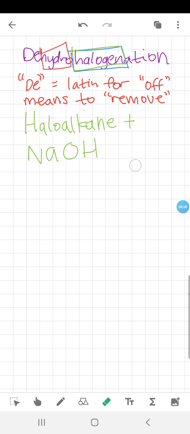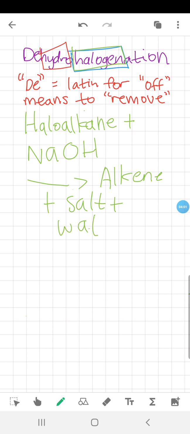And you're going to end up with an alkene plus salt plus water. So we know that alkenes have double bonds, and this means that they're less stable than alkanes. They're more reactive and they're weaker because of their carbon-to-carbon pi bond. So because they're weaker, it means that they're more prone for bad things to happen to them.